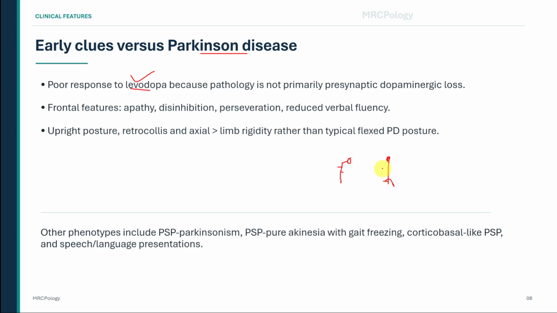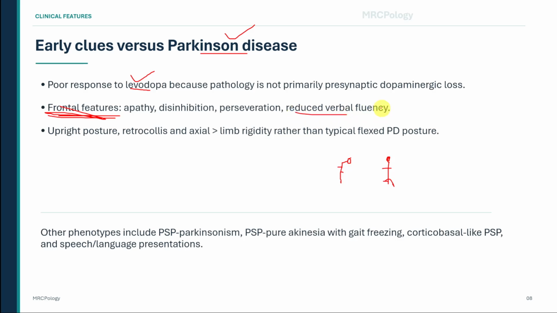In Parkinson disease, tremor is common, especially in asymmetric resting tremor. In PSP, tremor is less prominent, and the dominant features are axial rigidity, falls, eye movement abnormality, dysarthria, and dysphagia. In Parkinson disease, cognition may be normal early, though cognitive impairment can occur later. In PSP, frontal features can appear relatively early: apathy, disinhibition, perseveration, executive dysfunction, and reduced verbal fluency.